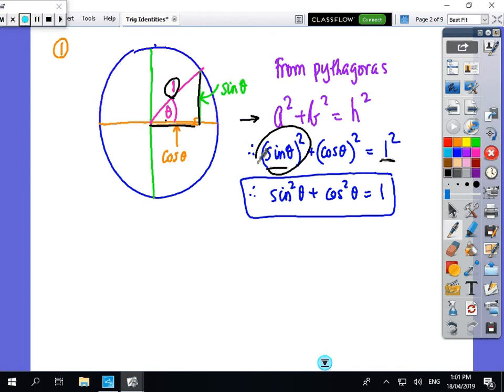And then the short way of writing that is just to put the squared sign in between. So sine squared theta is sine theta squared, etc. So that's the proof. Let's have a look at some examples.